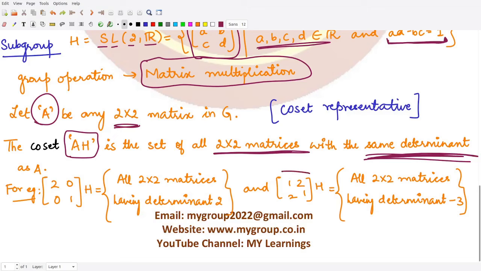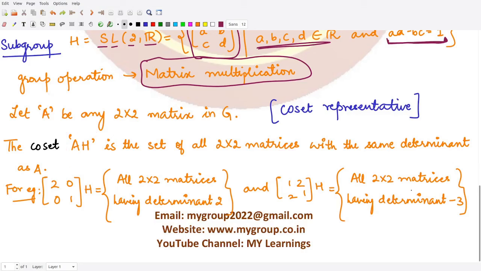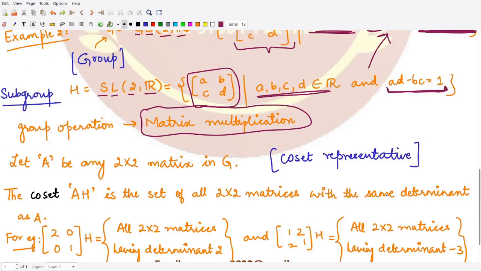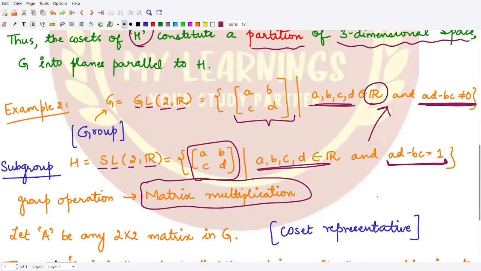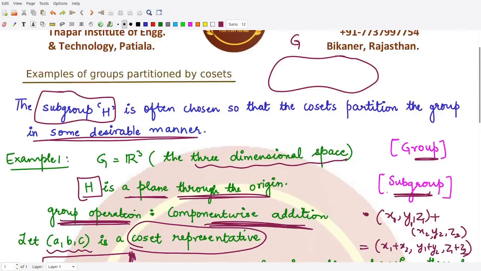Similarly, if we take A as this matrix, the determinant of this matrix is -3. You can clearly see that. So this coset would have all the elements which are 2 cross 2 matrices such that the determinant of each one of them is equal to -3. This is how you can have different cosets which partition the group into different partitions.